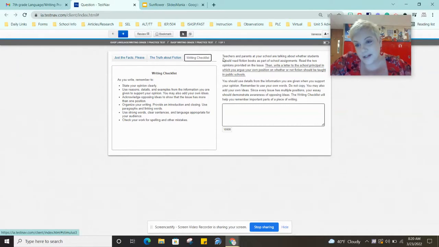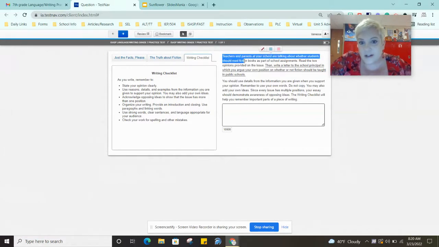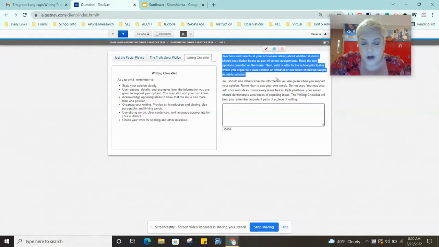This will most likely be very similar to what ISAS was asking you to do next week during testing. It says teachers and parents at your school are talking about whether students should read fiction books as part of school assignments. Read the 2 opinions provided on the issue. Then write a letter to the school principal in which you argue your own position on whether or not fiction should be taught in public schools.